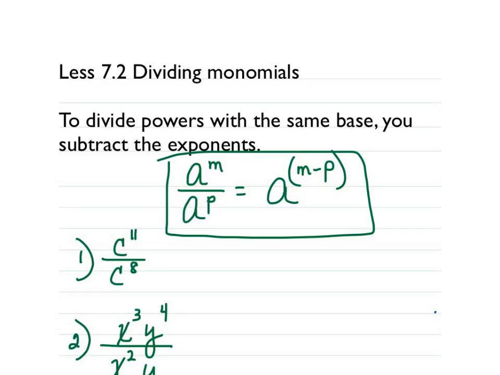This is lesson 7.2, dividing monomials. To divide powers with the same base, you subtract the exponents. Here is your rule. A to the m divided by a to the p equals a to the m minus p.